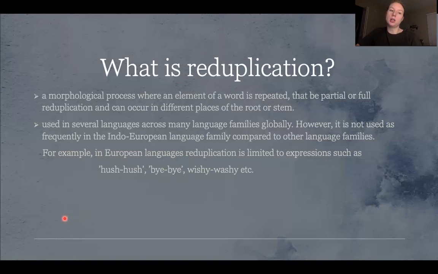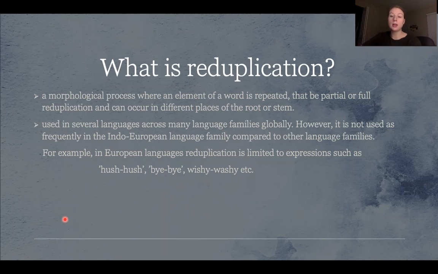What is reduplication? Reduplication is a morphological process where an element of a word is repeated. That may be partial or full and can occur in different places of the root or stem. This process is used in several languages across many language families globally. However, it is not used frequently in the Indo-European language family compared to other language families. For example, in Indo-European languages, reduplication is quite limited to expressions.